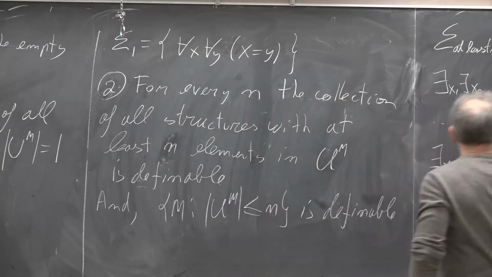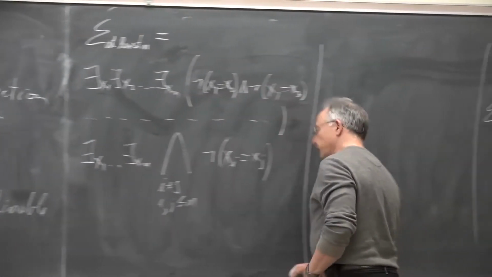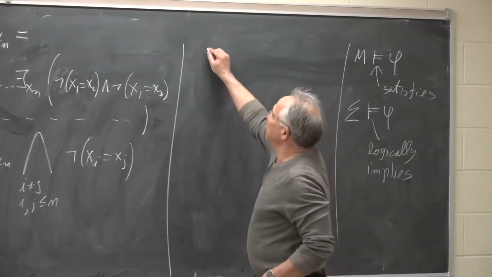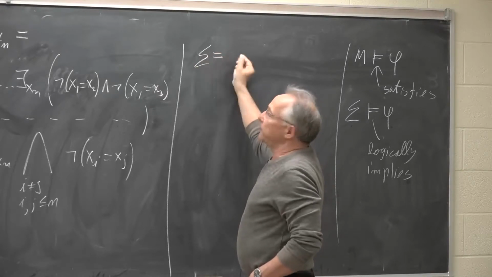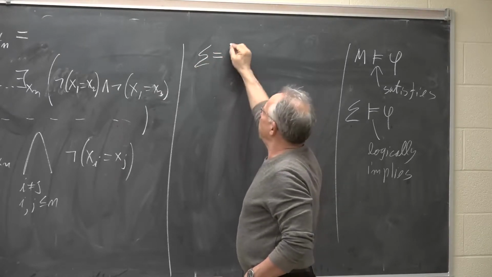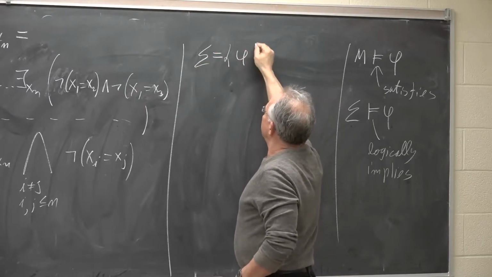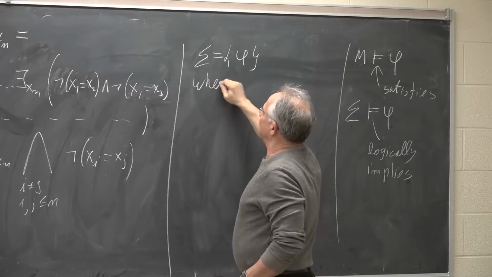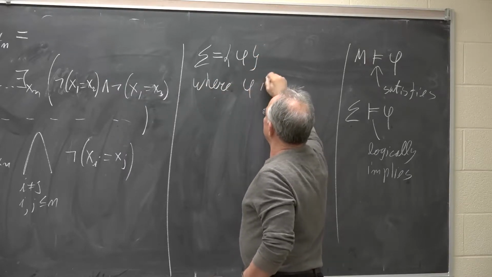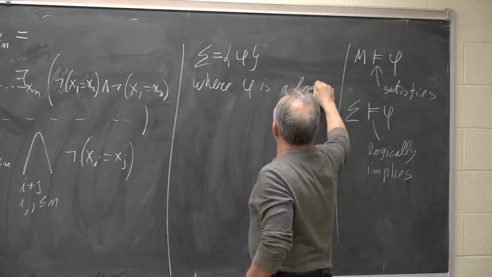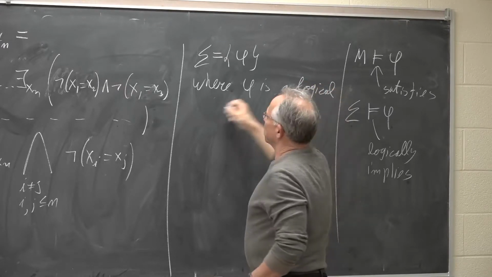Yeah, that's a good question. So that's a very good point. What happens if sigma consists of some logical truth? So here I have phi, where phi is a logical truth.